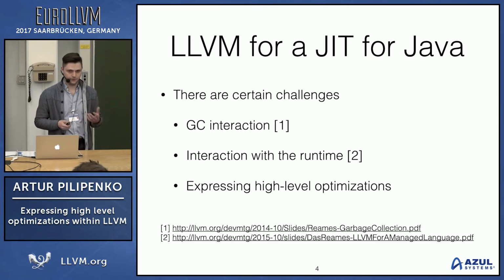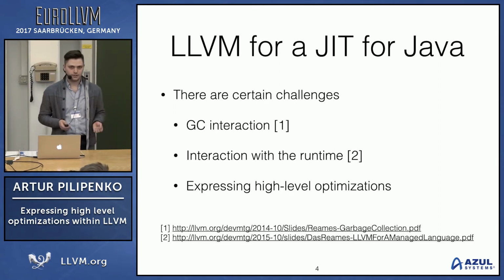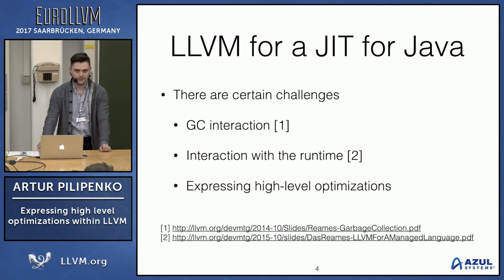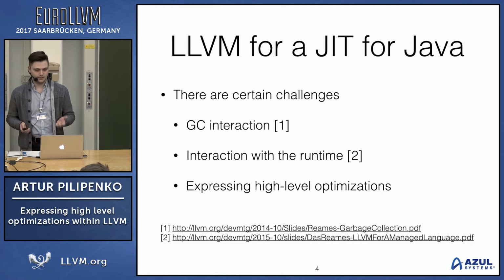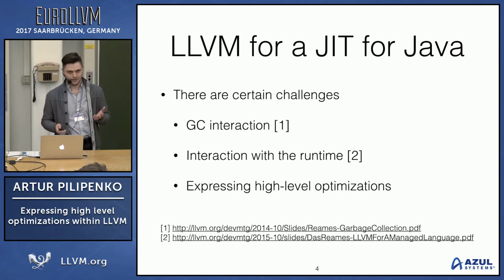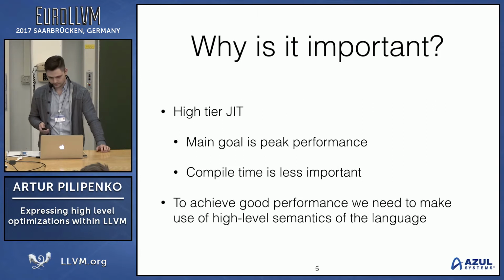And using LLVM as a JIT for Java has certain challenges, and my colleagues talked about these challenges at previous developers meetings. So if you are interested, check these talks out. Specifically, we talked about interacting with precise relocating GC, and we have done a lot of work upstream to support this. We talked about interacting with the runtime, with the VM, so how we do JIT, how we de-optimize, things like that. And today, I'm going to be talking about another challenge, which is expressing high-level Java-specific optimizations using LLVM.